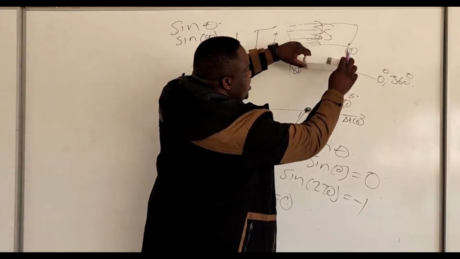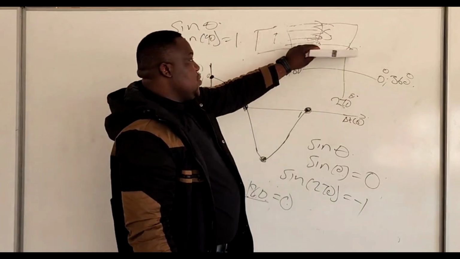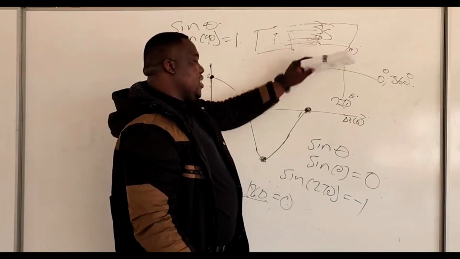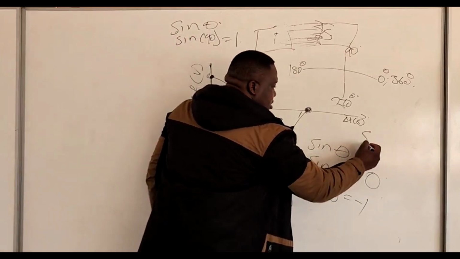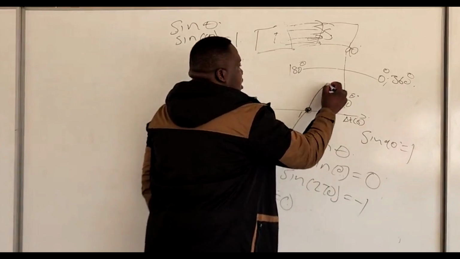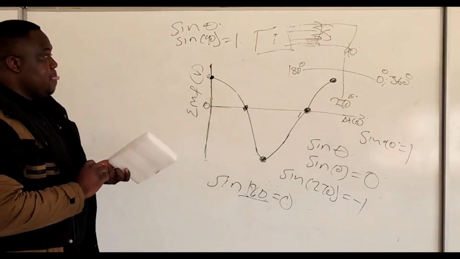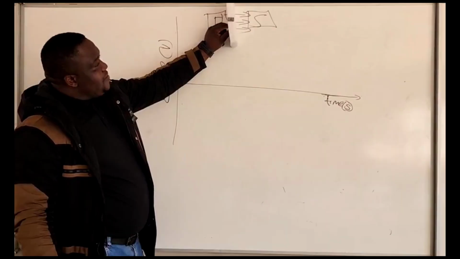Then it turned for the last time to the original position. Turn to this position, which is 90 again. So it means we're going to have what? Sine 90. What is sine 90? It's 1. We're going to get a maximum value. So we've drawn the graph. We've represented a graph from this position.